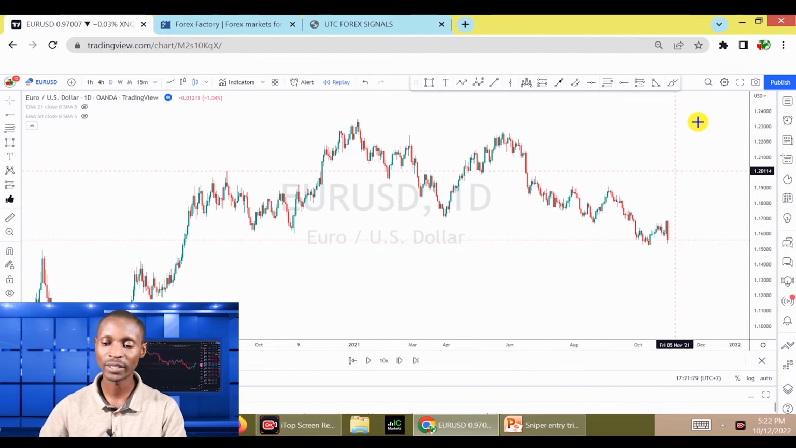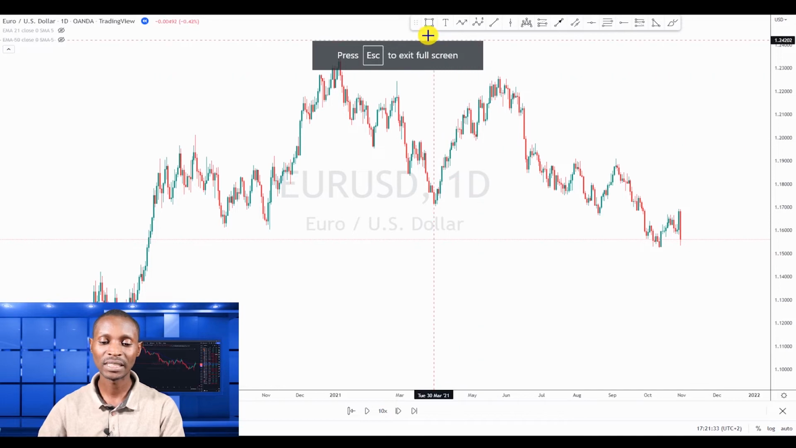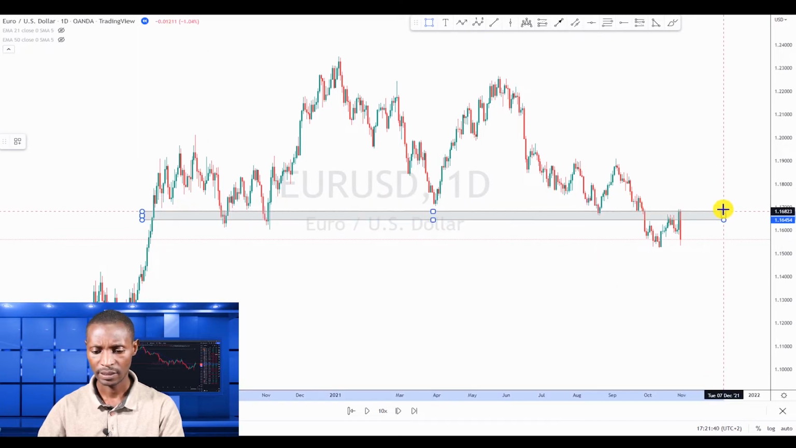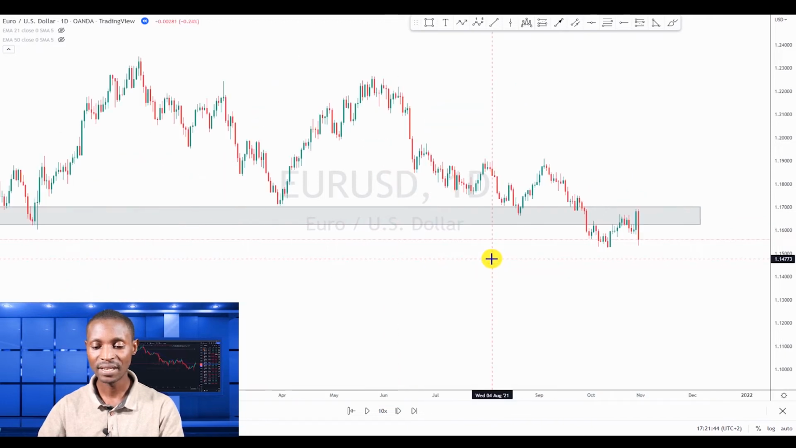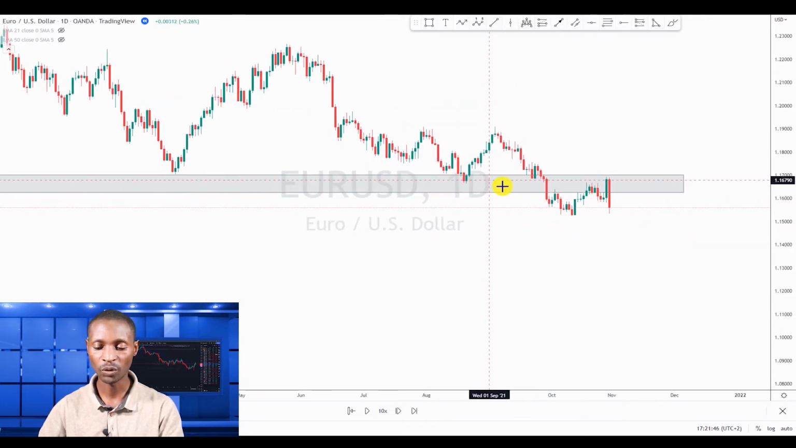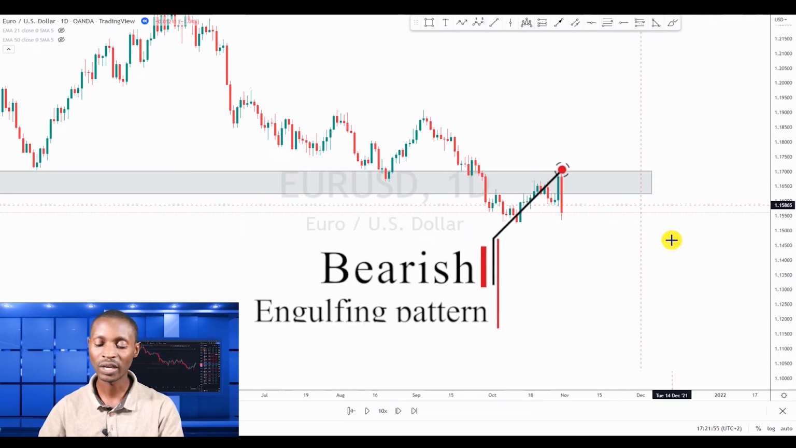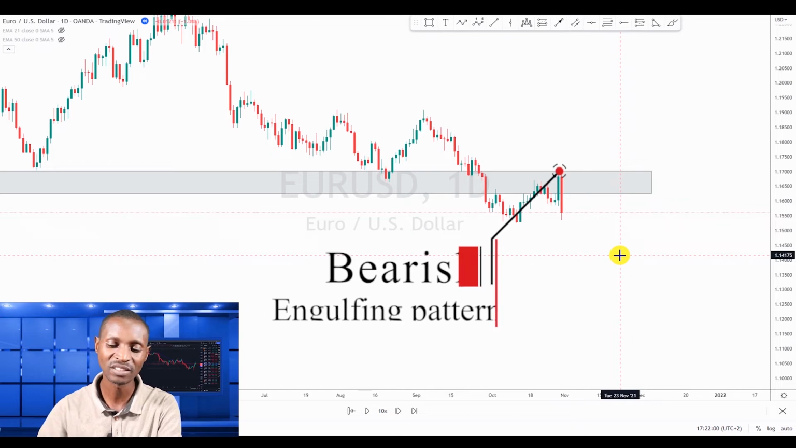This time let's use an example of Euro USD. You see that Euro USD was in distribution for a while here, and it has broken this support. And as you can see, there is a bearish engulfing candlestick pattern formation at this broken support which could carry the resistance. This is a good signal that the sellers are willing to continue pushing this market lower.